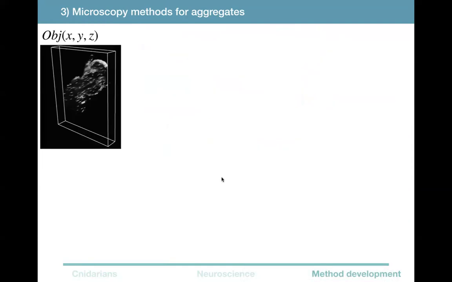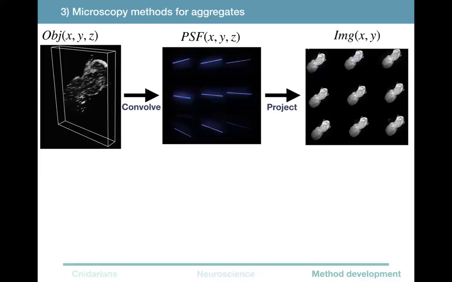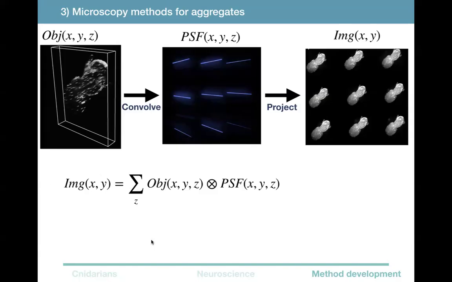So for some object in X, Y, and Z, when we take an image of it, we're effectively convolving it with this point spread function. And then when we look at it on the CCD, we're projecting it down into this 2D image. And so this would work something like this, where you have your object that you're convolving with your point spread function and summing over to project onto your CCD.